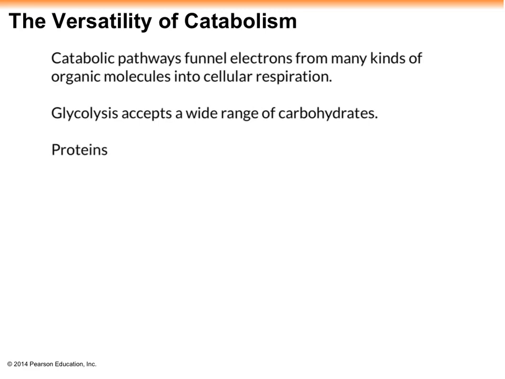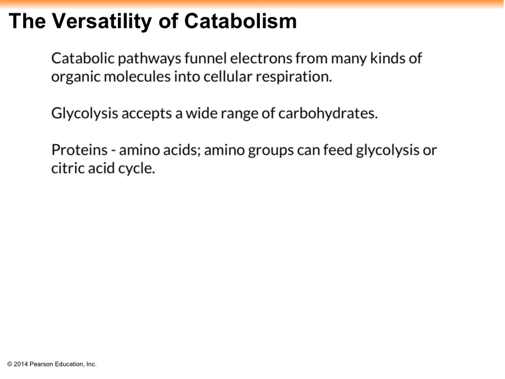Glycolysis can accept a wide range of carbohydrates, again, not just glucose. Proteins can become part of cellular respiration, but they have to be broken down into amino acids. Remember, they're monomers. And then after they're broken into their amino acids, different amino groups can actually feed glycolysis or the citric acid cycle. Fats can be broken down into glycerol. Remember again the monomers. Glycerol can actually be used in glycolysis. And the other part of fats are fatty acids. So if we again break them into their monomers, fatty acids can be used in generating acetyl coenzyme A.